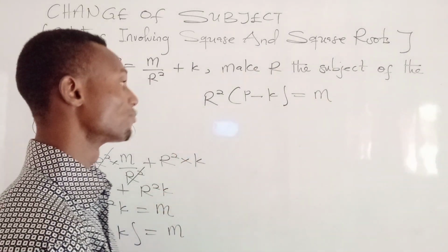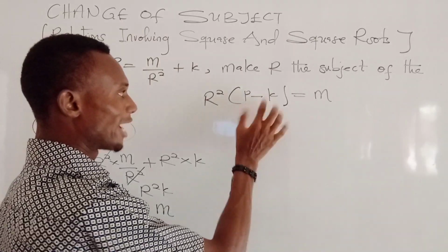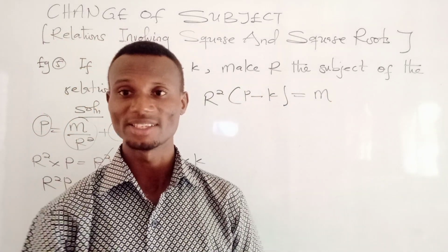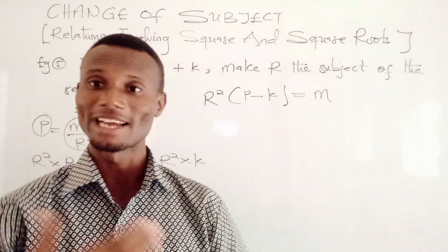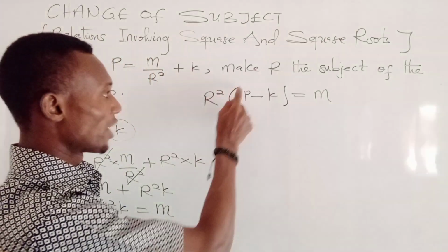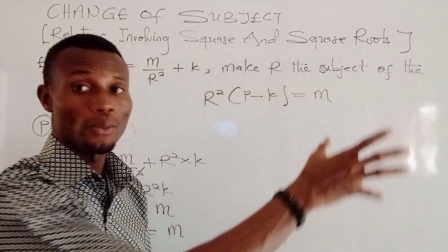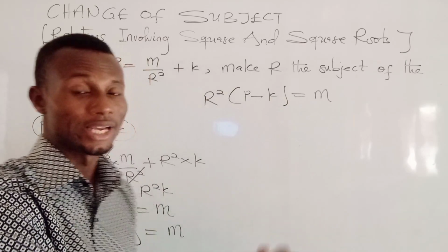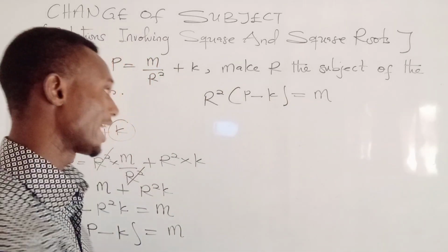From here, we need to also find a way of taking this p minus k away, because making r the subject means that r should stand alone in the given equation. So everything which is attached to r, we are going to move it away. Now we have r squared multiplying p minus k, so we have to move this p minus k away. And since they are multiplying, what to do to move the p minus k away is to divide through the equation by p minus k. I hope you agree with me.